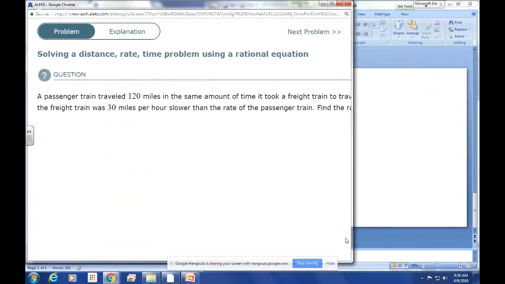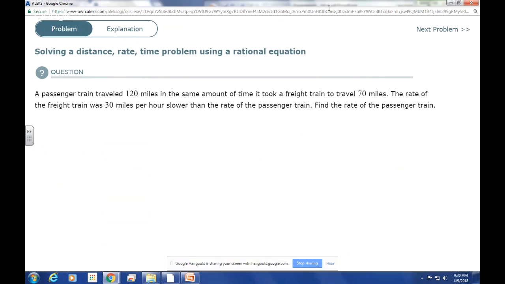But I would look at this problem and I go, distance of the first thing is 120. Distance of the second thing was 70. Okay, so I would say 120, 70.